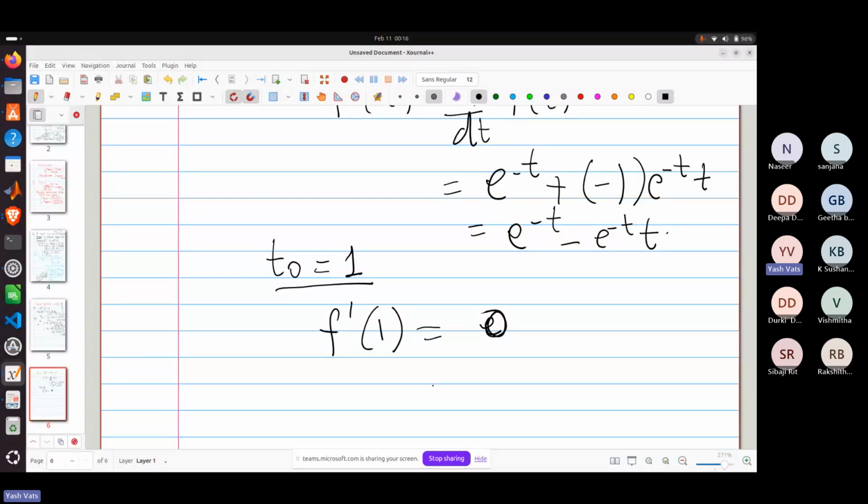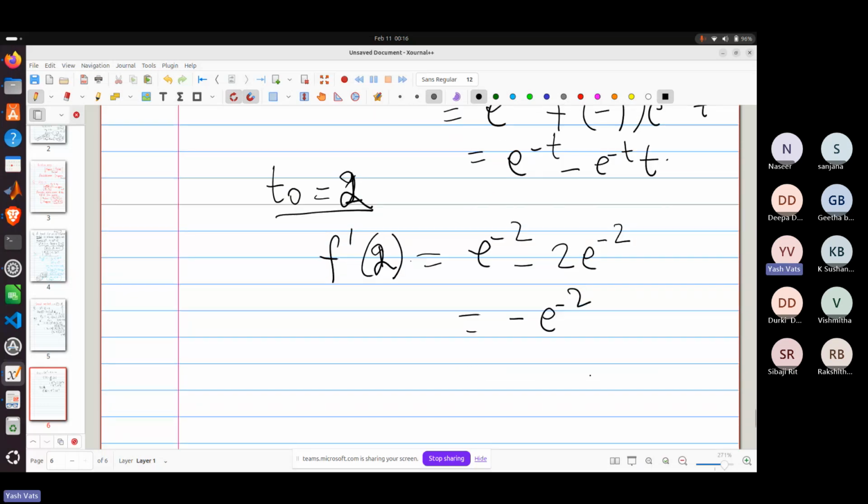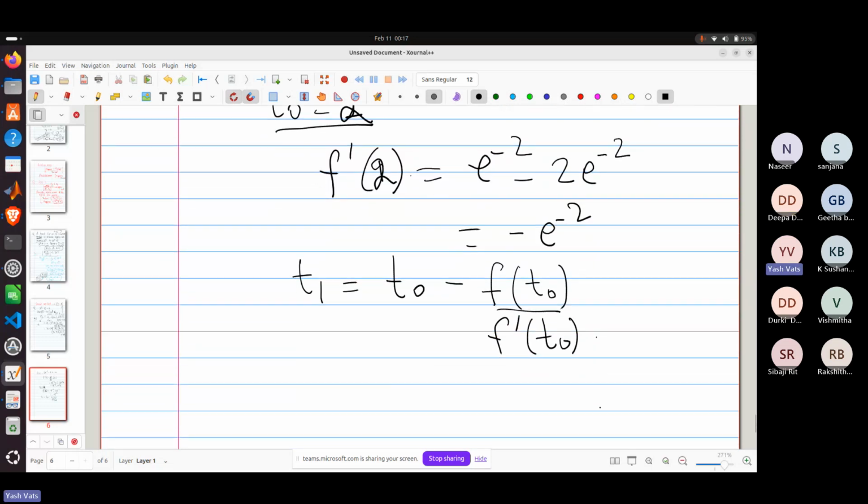All right. That is a good point. So you need to start with something like that. So let's take f prime 2. In that case, you have e to the power minus 2, which is just minus e to the power. Okay. So what is t1? T1 is t naught minus f t naught over f prime t naught. Is that all right? Yes. So t naught is just 2.